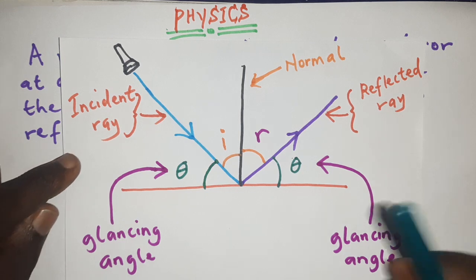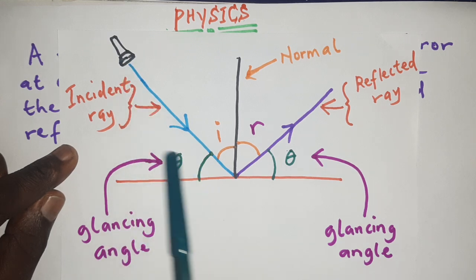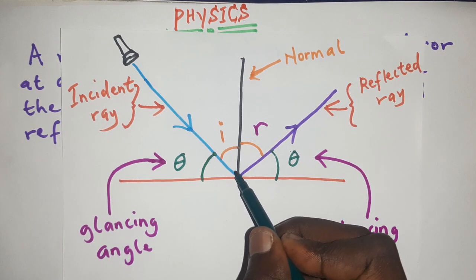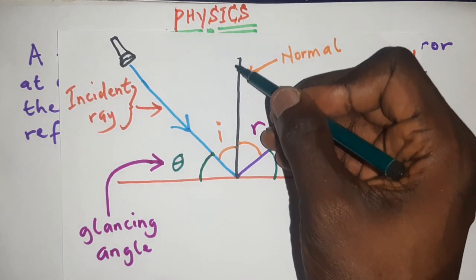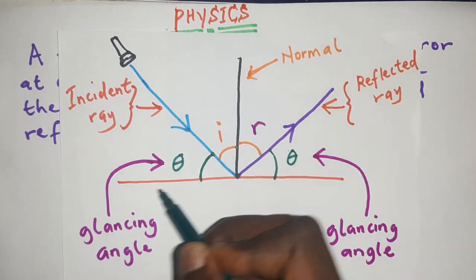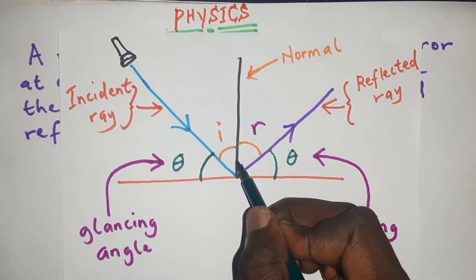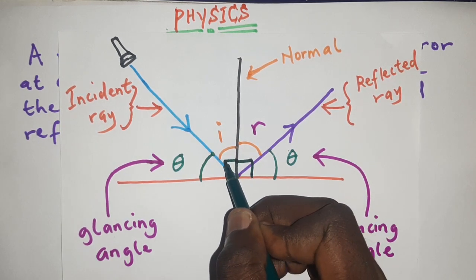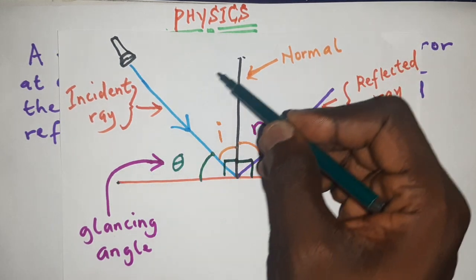So here we have the source of light, and of course it is going to create the ray, and you call that ray the incident ray. So the ray hits this plane surface, which is acting as our mirror, and we now have a point of incidence. At that point of incidence we are going to construct a normal, and the normal will be perpendicular to the plane surface. What does it mean? It means it's going to be 90 degrees on the right hand side and an angle of 90 degrees on the left hand side.